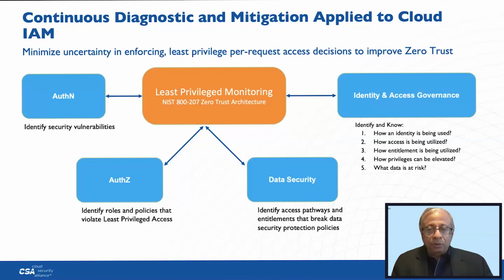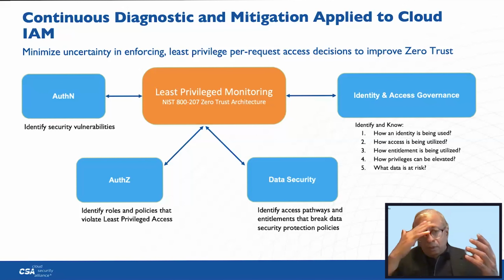Hey, we have all these IAM processes today. We have an authentication process, or AuthN. We have an authorization process, or AuthZ. We have a data security process. We have an identity and access governance process. But all these processes suffer because they're not implementing least privileged policies. There are gaps to least privileged policies. And why is that? Because of shadow access. So we need a new layer of continuous diagnostics and monitoring applied to cloud IAM processes. And that's the purple box here. The yellow box is the least privileged monitoring box. That allows you to minimize the uncertainty in enforcing least privilege per request access decisions to improve zero trust.